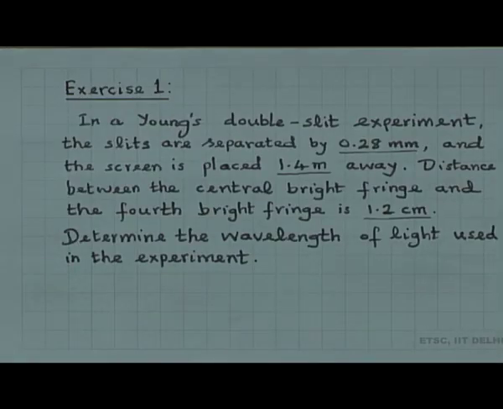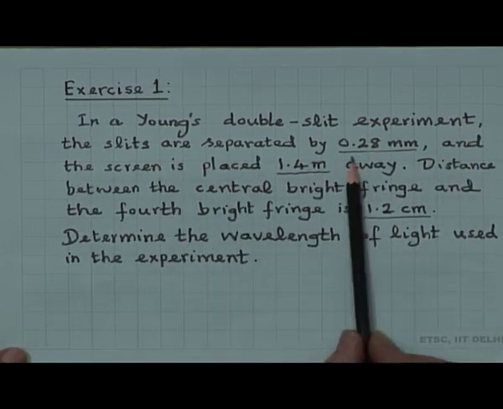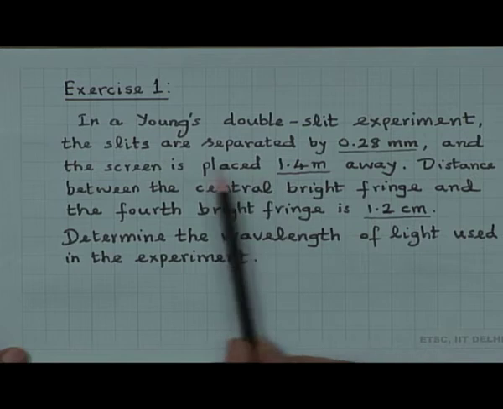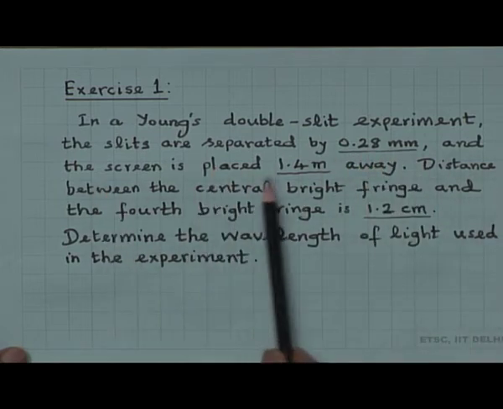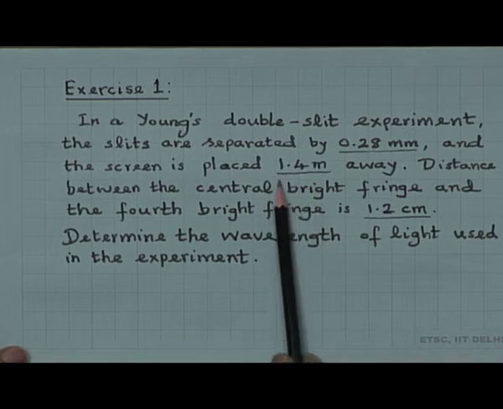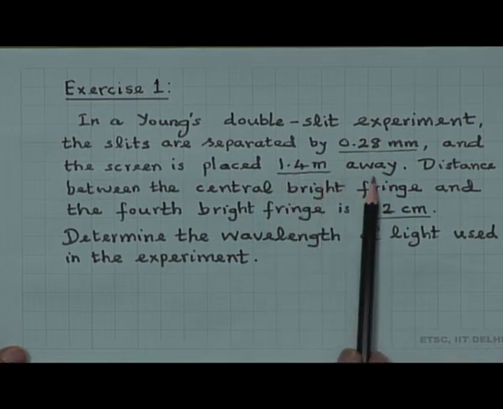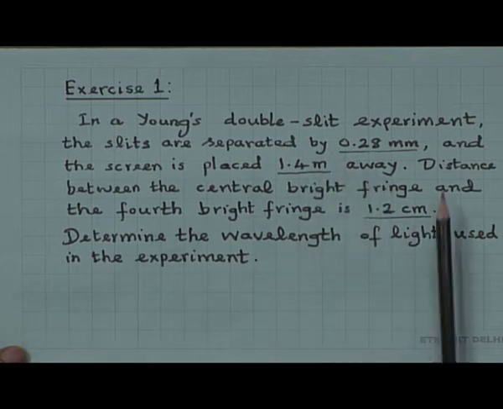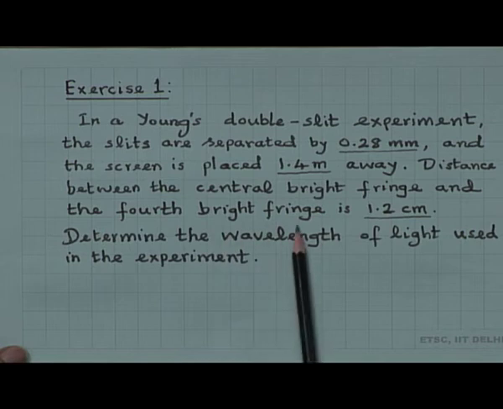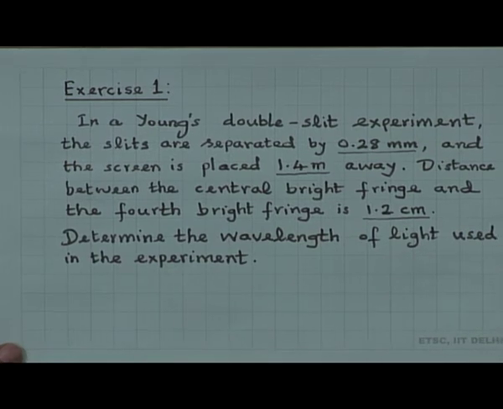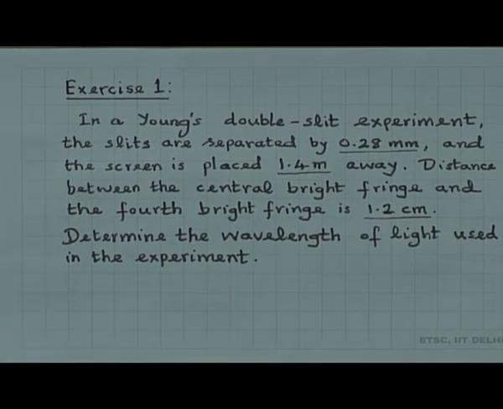Let me repeat again. In a Young's double slit experiment, the slits are separated by 0.28 mm, that is S1 and S2, and the screen is placed at 1.4 meters away from the slits. The distance between the central bright fringe and the fourth bright fringe is given as 1.2 centimeter. Determine the wavelength of light used in the experiment. Let us work this out.